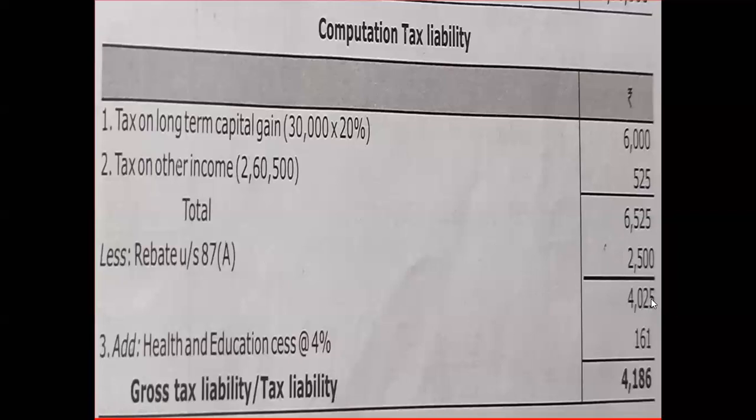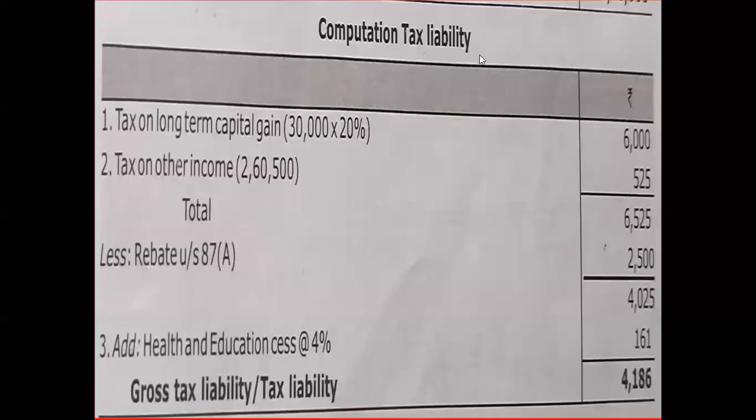So the balance is 4,025. Surcharge will be applicable only if income is more than 50 lakh at 10%, and more than 1 crore at 15%. Health and education cess is at 4%. So 4,025 into 4%, that is 161. So 4,025 plus 161, 4,186 will be the total tax liability he is supposed to pay to the government.